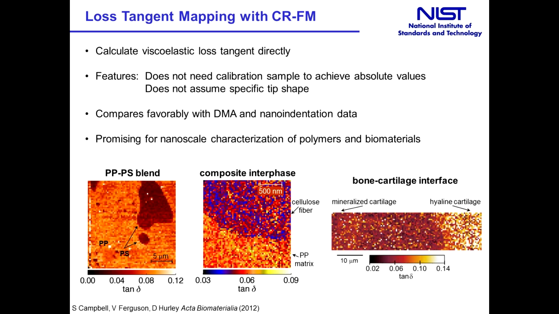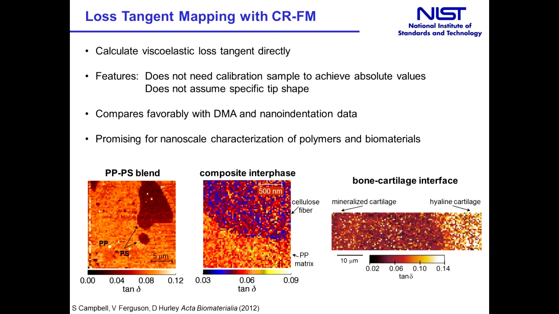Also, we don't have to make assumptions about the specific tip shape or assume that it's an idealized shape. In our initial work on several polymer samples with this method, the CR results for tan delta compare favorably with values obtained by DMA and nanoindentation. These measurements were made on materials with tan delta in the range from about 0.02 to 0.2.